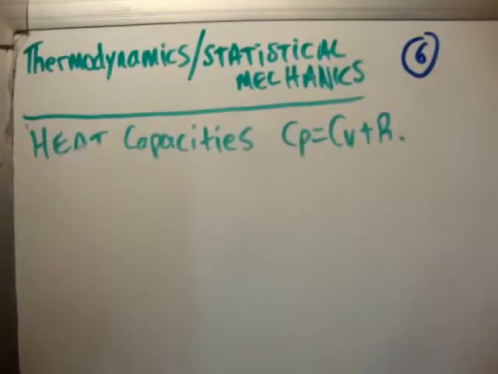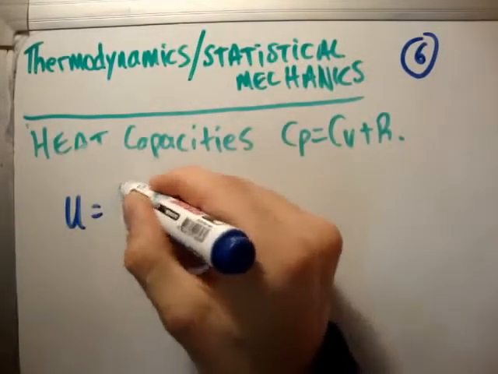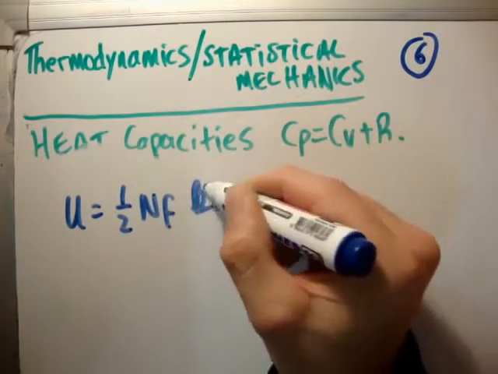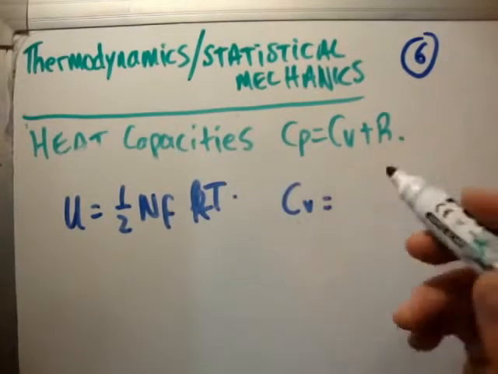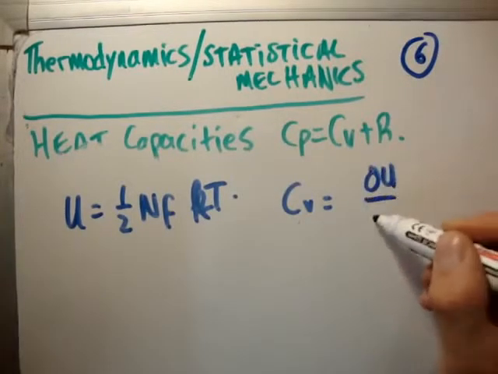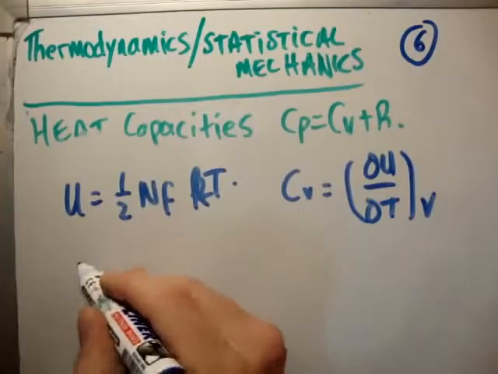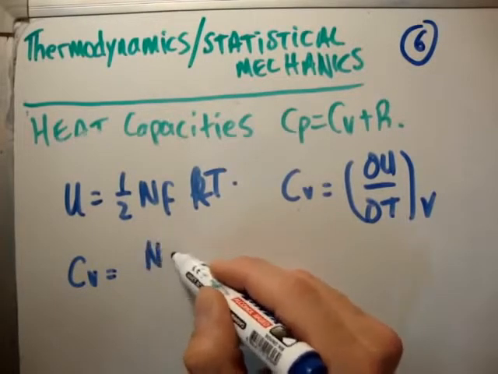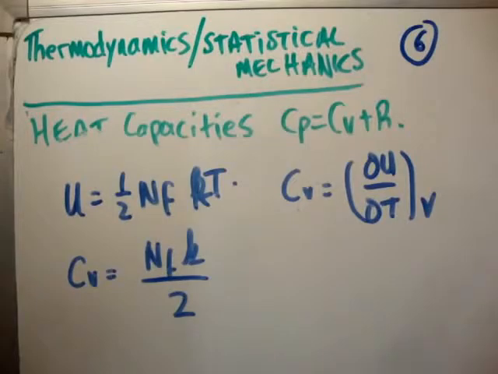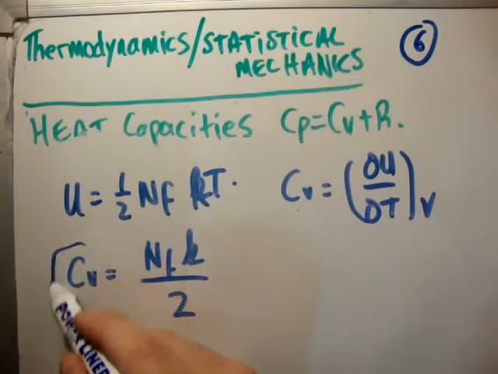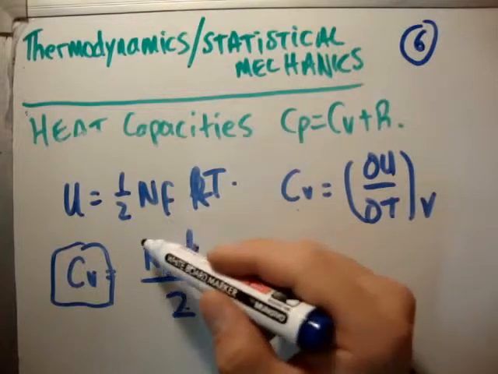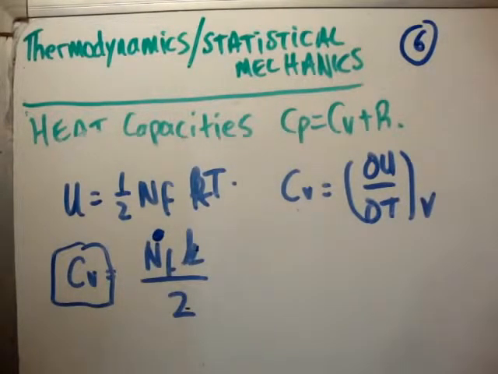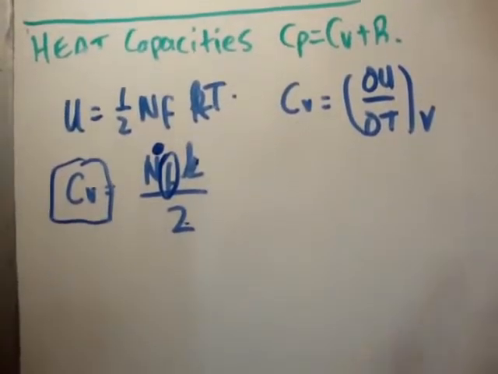Okay, so remember that the internal energy is equal to 1/2 NFkT, where the system obeys the equipartition theorem, and we know the heat capacity at constant volume is equal to del U del T at constant volume. So if we do that derivative, we find that CV is equal to NFk over 2. And this allows us to calculate the number of degrees of freedom, because if we can get a number for the heat capacity at constant volume, we're usually able to calculate the number of degrees of freedom.